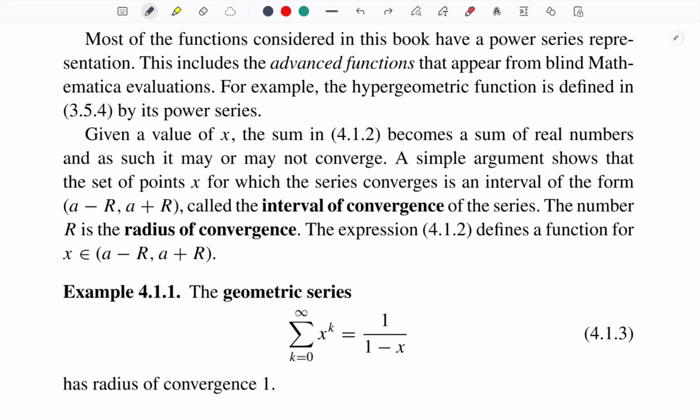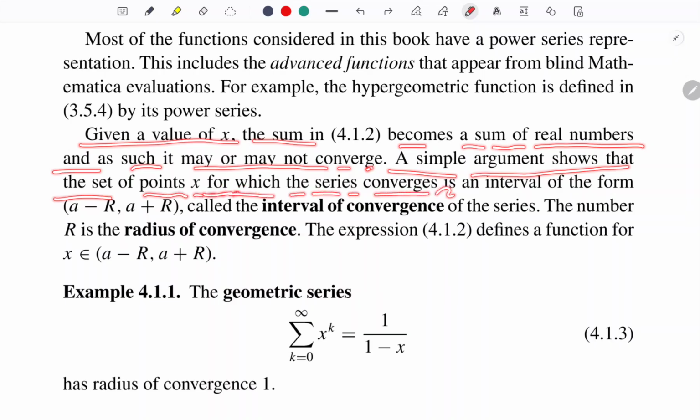Given a value of x, let me just use the highlighter. Given the value of x, this sum becomes a real number, or it may not converge. A simple argument shows that the set of points x for which the series converges is an interval of the form a minus r to a plus r, called the interval of convergence. Well, we do not need to understand these things right now.